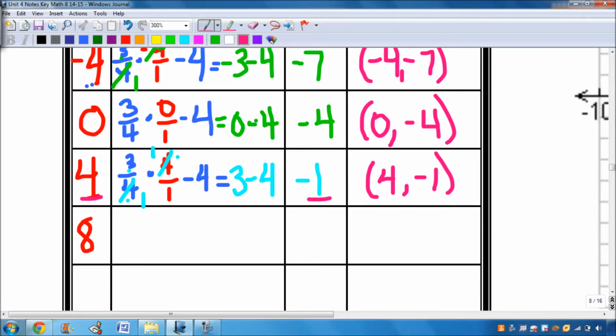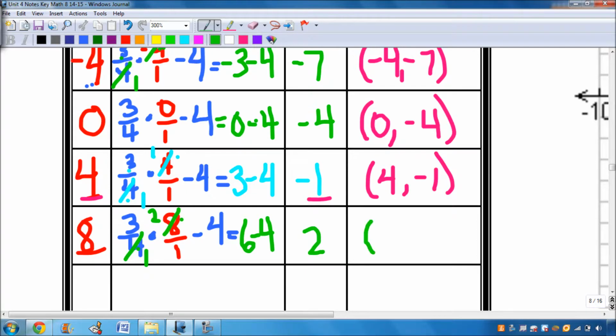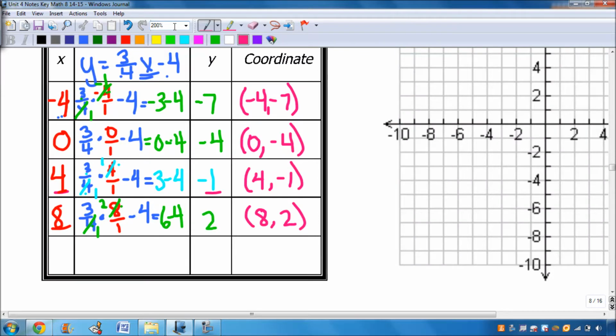Okay? And then the last one, 3/4. Every time I see an x, I'm going to replace it with 8 this time, so 8/1. And then I copy the rest down. It says -4. So I end up getting, let's see what will cancel out. Well, this 4 and this 8 are both divisible by 4, so 4 divided by 4 is 1. 8 divided by 4 is 2, so I get 3 times 2, which is 6. So I get 6 minus 4, which is 2, so my coordinate right here would have to be 8, 2. Okay, so now all I have to do is graph out my points and connect my dots.